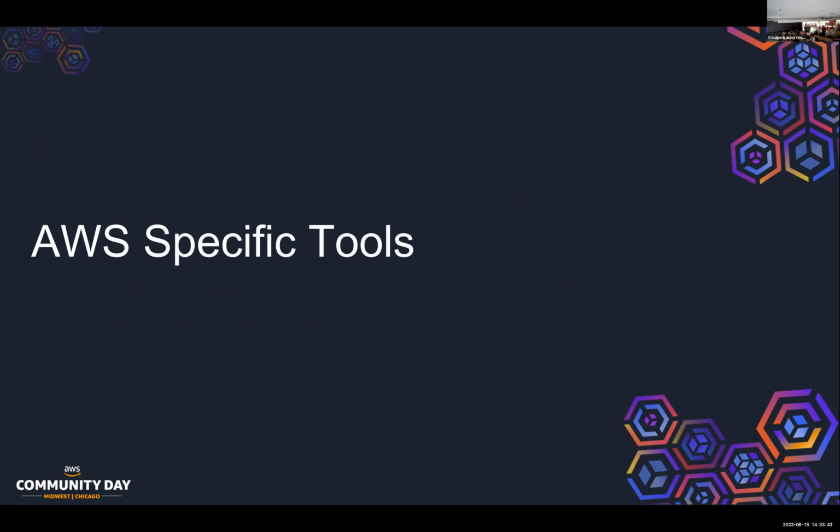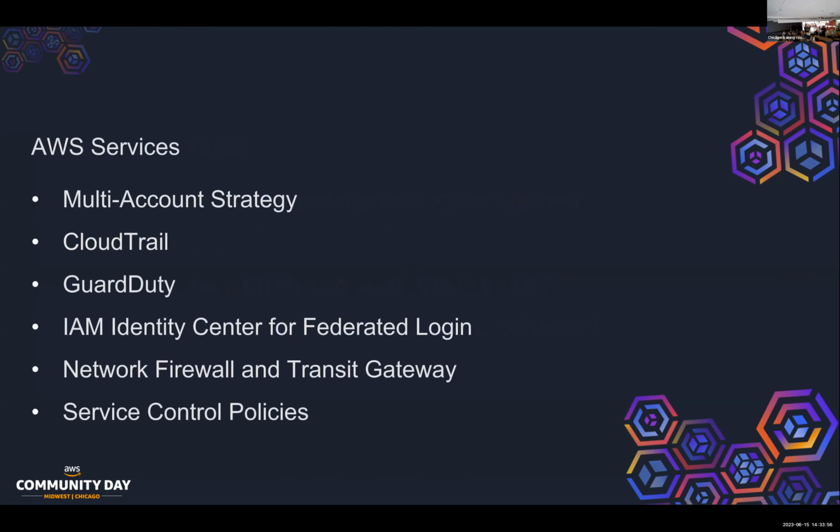So I'm going to talk about two sets of tools. I'm going to talk about the AWS specific tools that we use, because this is an Amazon conference, but I will also be talking about things that are not Amazon, because not everything works that way. First, these are the things we're going to talk about. I'll talk a little about the multi-tenant strategy. We'll talk about CloudTrail and GuardDuty. IAM Identity Center, SSO, I'm just going to call it that because it drives me nuts. Our use of Network Firewall and Transit Gateway, and service control policies. Those will be our specific Amazon services.